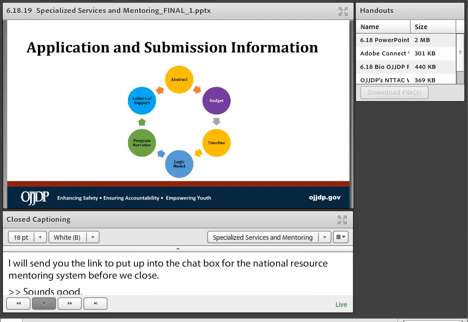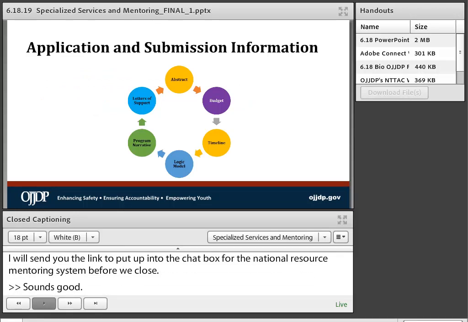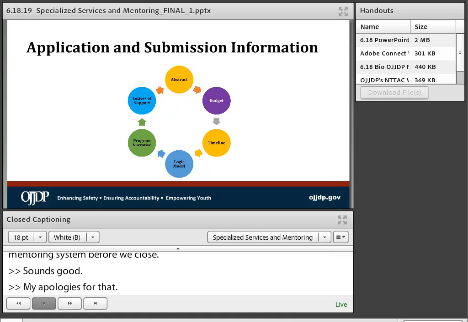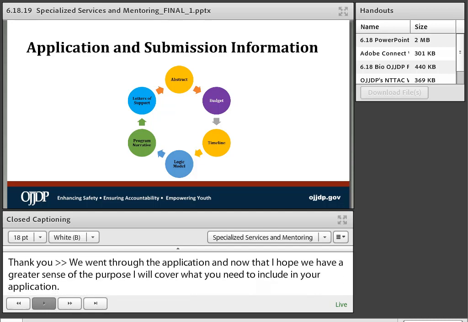Okay, so we can take a little breath. We went through the application, and now that I hope we have a greater sense of the purpose, I'll cover what you need to include in your application. And as I mentioned at the beginning, and I will reiterate at the end, if at any time you need technical assistance with submitting an application, you can contact the grants.gov customer support hotline. I'll give you that contact information. Again, it's also in the solicitation.